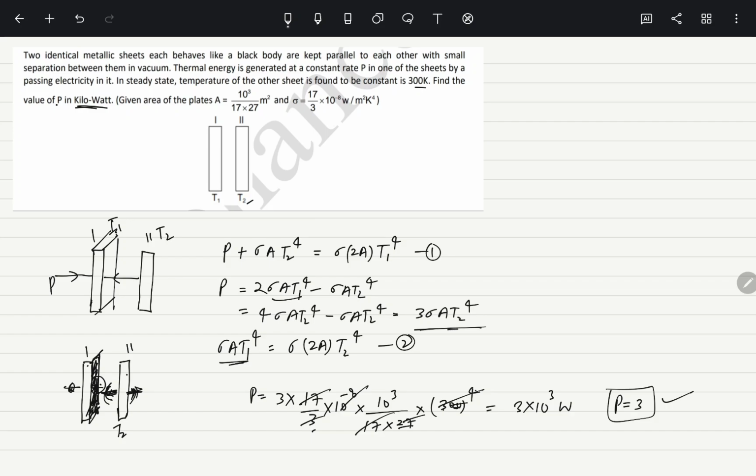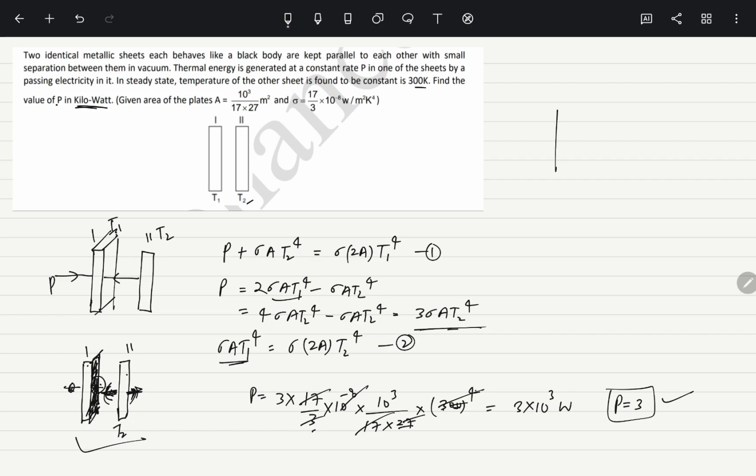So that's it. I hope you understood. Thank you. Okay, so that was about this one. If there's any confusion in this last part, I'll just clear it again.